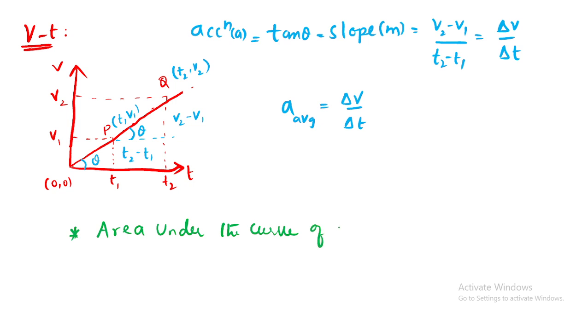Area of triangle OQR. What is the area under that? Area is equal to half into height, which is V2, and breadth, which is T2. V2 and T2 indicate what physical quantity? Velocity and time multiplication will be displacement. Yes or no? Velocity is equal to displacement by time. Displacement is equal to half into V into t. Clear? It will indicate displacement.